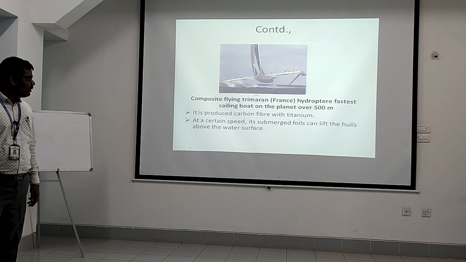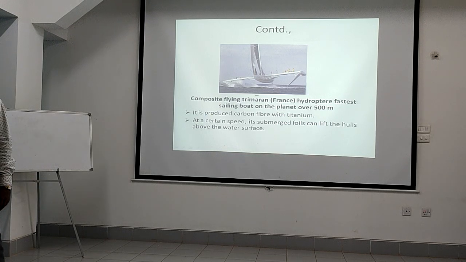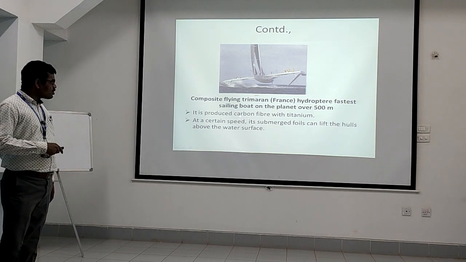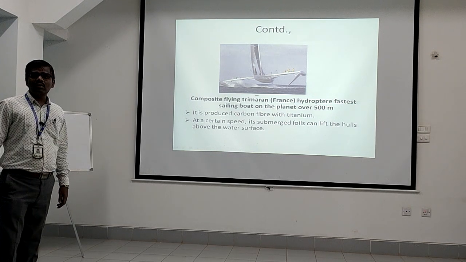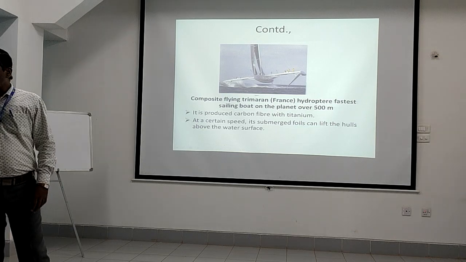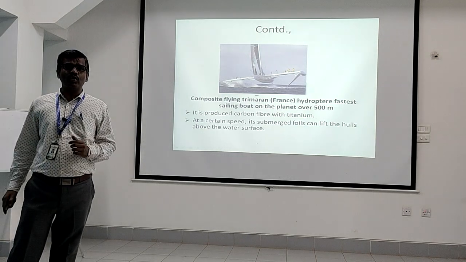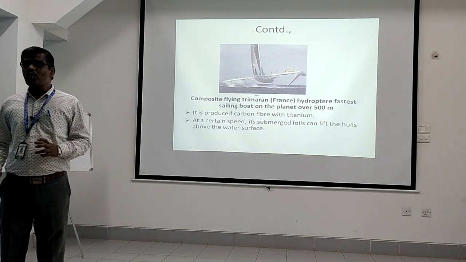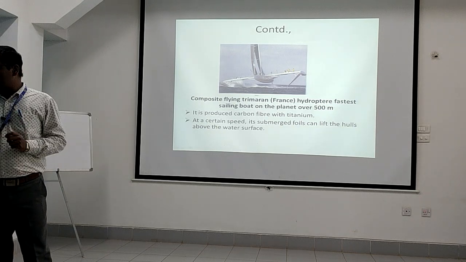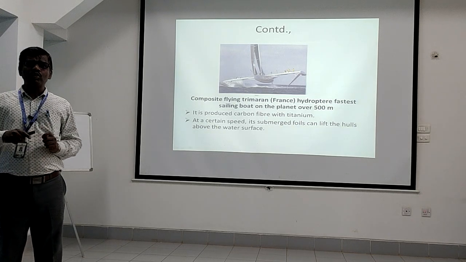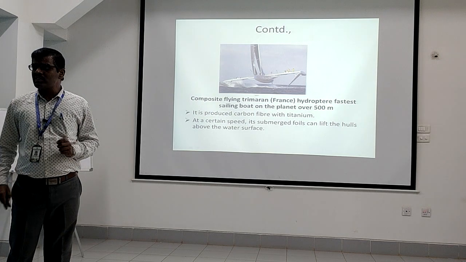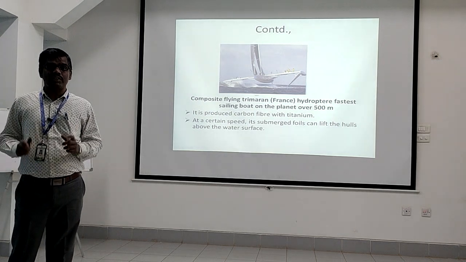One more example. In France, they used a composite material for the production of a sailing boat. That sailing boat is composed of carbon fiber and titanium material. Why did they add titanium to that sailing boat? Because it increases the strength of the material. As compared to the compo bus, here we require higher strength.